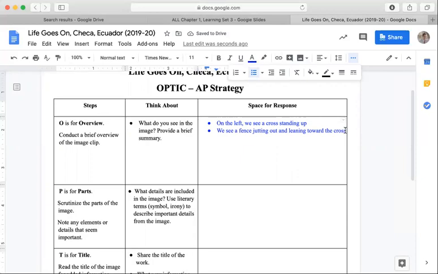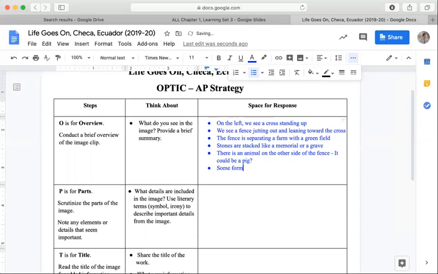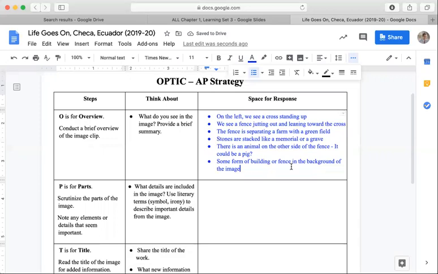The fence is separating a farm with a green field. Stones are stacked like a memorial or a grave. There's an animal on the other side of the fence. It could be a pig. Some form of building or fence in the background of the image. Okay, so we have a really good starting point right there, just an overview of what we see here in the image.